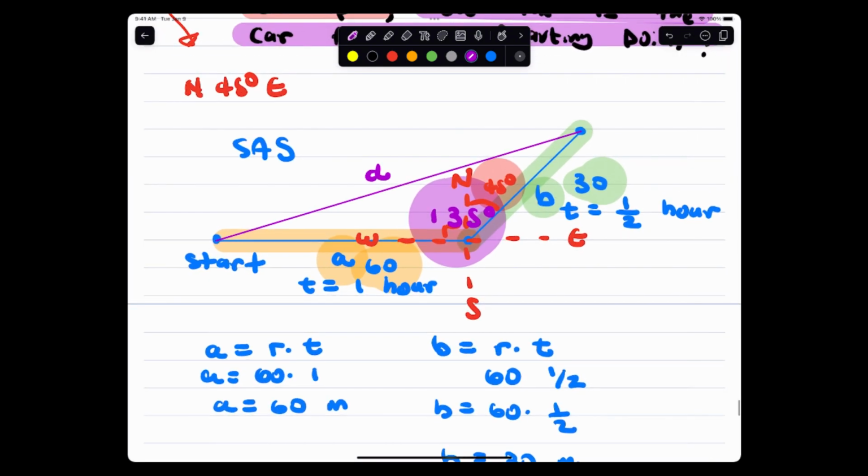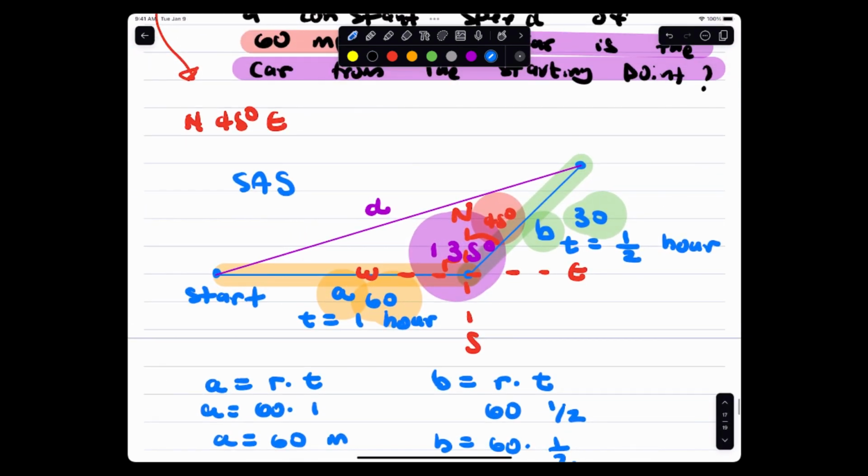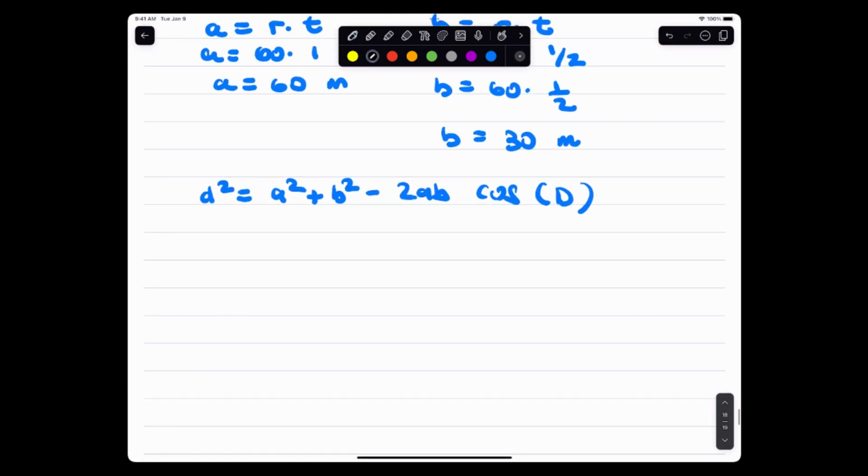This is law of what again? Law of cosine. So, d squared again is what? a squared plus b squared minus 2ab cosine d, where a is 60, b is 30. So I'm going to change colors. 60, 30. 60, 30. Cosine the angle, that's 115 degrees. So here's what you end up with.